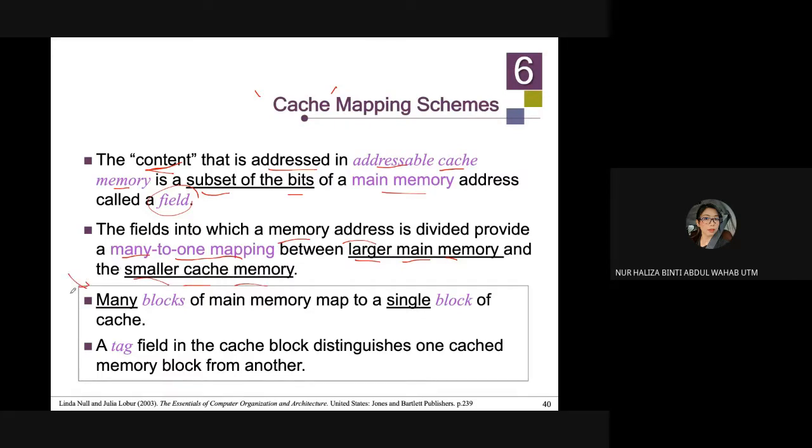So again, if you have many blocks, yesterday you could see you have many blocks in your main memory, right? It's going to map, of your many blocks, only to one single block of cache. This one is cache, this one is main memory. So many blocks of main memory are going to be mapped to a single block of cache.